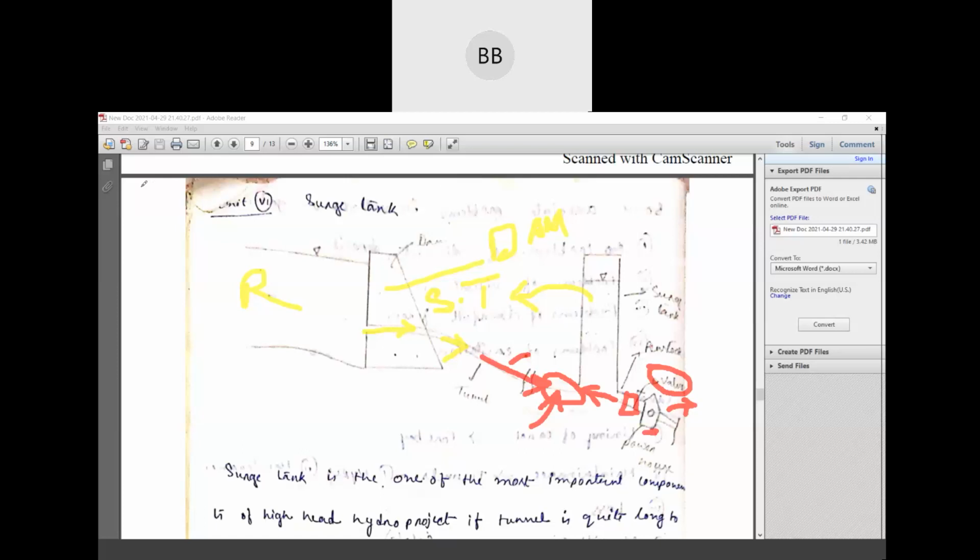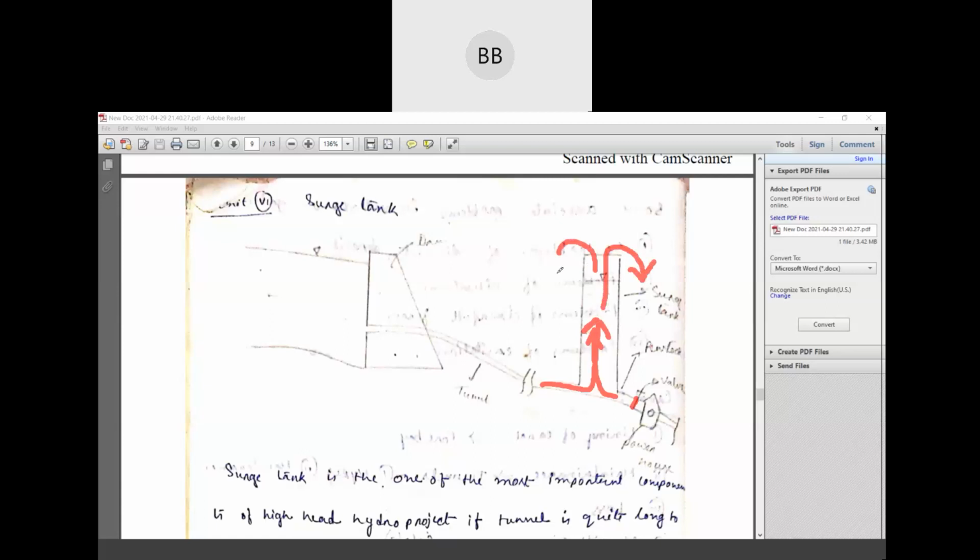So what happens when you close the valve? The water goes here, and then the water is also coming from here, and it goes in this direction. If the pressure is too much, because the uppermost portion is exposed to atmosphere, if the pressure is very high, the water flows out. Very simple. So this is all about your surge tank, or you can say the function of surge tank.